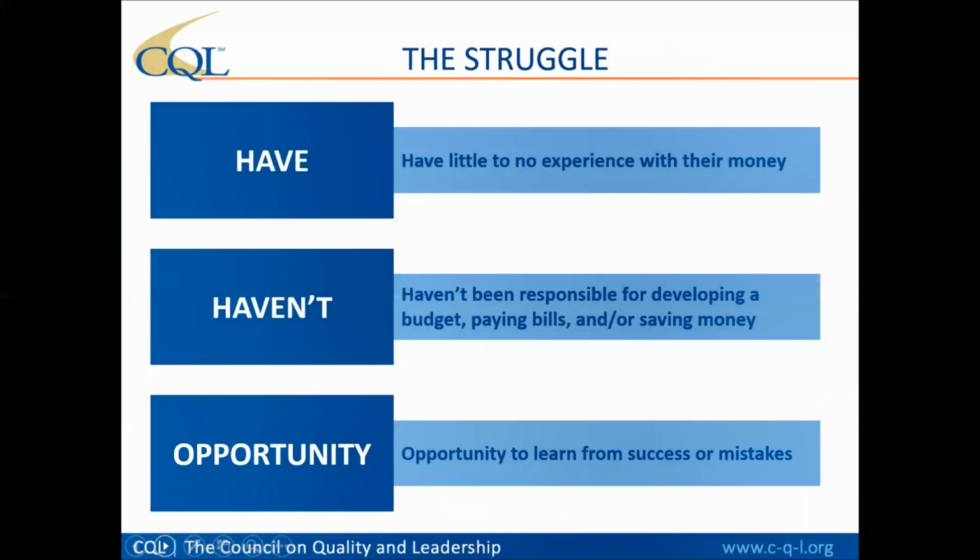The struggle that we have is that many people with disabilities have had little to no experience with managing their money. They haven't been responsible for paying their own bills. They haven't been responsible for developing a budget, and maybe not even for saving money. And they haven't had the opportunity to learn from what they do well or from any mistakes that they make. And so when they're appointed a rep payee, that person then frequently takes on this responsibility and keeps them from having experience with their money, keeps them from being responsible for developing their budget, paying bills, and or saving money, and it takes away that opportunity to learn from success or mistakes.